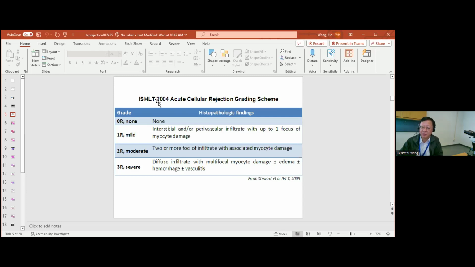We classify the rejection into 4 grades, 0 to 3R. It's pretty straightforward, simple. 1R and 3R: for 1R, you don't need to do anything. For 3R, we need treatment. And if we end up with 2R in the report, we need some discussion and to see the clinical presentation before we make any decision.